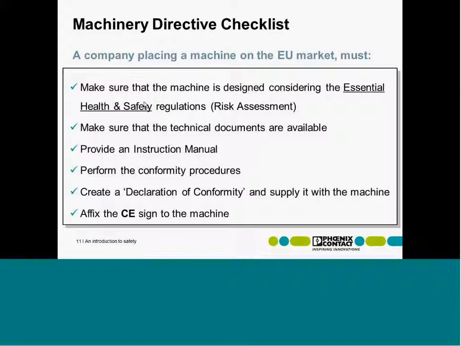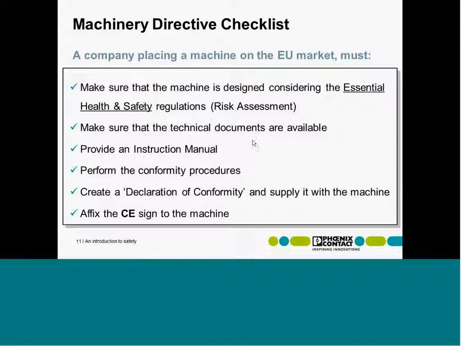In Annex 1, the essential health and safety requirements are just saying the machine must be safe enough, let's say in easy words. So you will find a lot in the annex, but nevertheless, in the final sentence it is whether you have designed safe enough or not. So that is in principle the risk assessment.